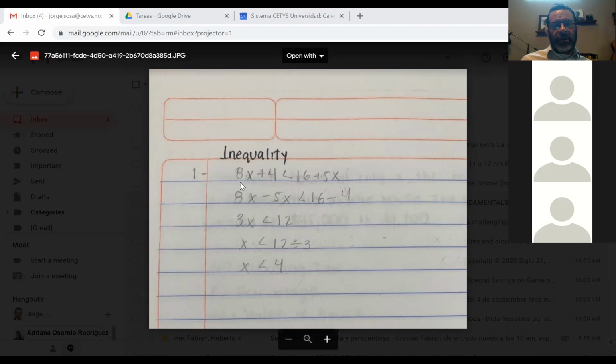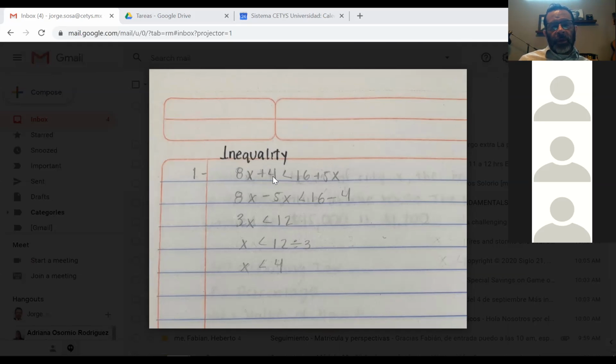So what Estrella is doing here is 8x plus 4 is less than 16 plus 5x. What she did here is that this 4 here, she sent it to the other side as a negative, and the 5x, she sent it to the left side as a negative also. This is equivalent to subtracting 4 on each side and subtracting 5x on each side also. Again, we're adding and subtracting or sending one element from one side to the other, but we're not multiplying or dividing. So the sign stays the same, okay?